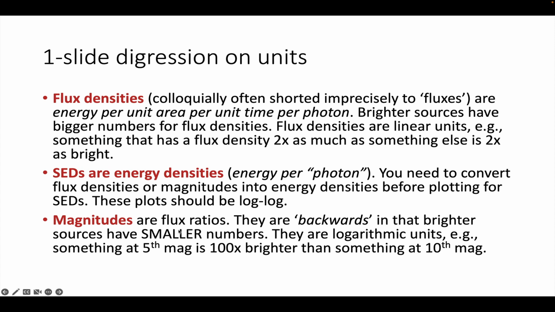Magnitudes are implicitly flux ratios, and they are somewhat counterintuitively backwards in that brighter sources have smaller numbers. And they are logarithmic units. In other words, something at 5th magnitude is not twice as bright as something at 10th magnitude. It is 100 times brighter than something at 10th magnitude.